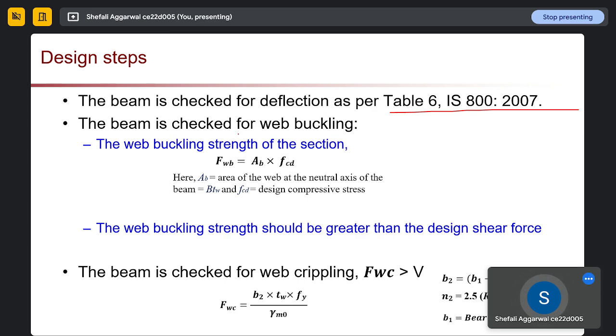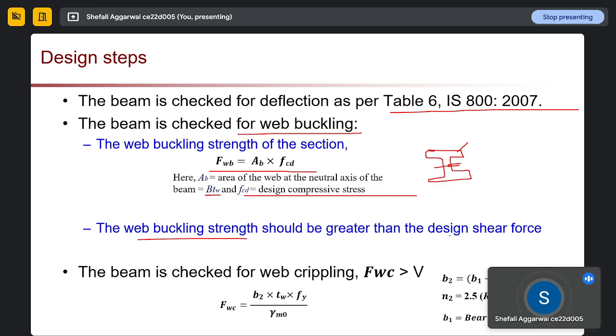The next thing we are checking is web buckling. The web buckling formula is given by FWB is equal to AB into FCD. AB will be the web area. Like this is our I section. I hope you know by now that this is our flange and this is our web. So our web area at the neutral axis will be our AB, which is normally given by B into TW, and FCD will be the design compressive strength. Again, our web buckling strength FWB should be greater than VD. If it is greater, then the design is okay. Otherwise, again, we have to change our section.